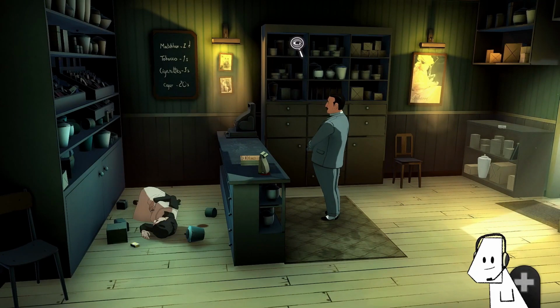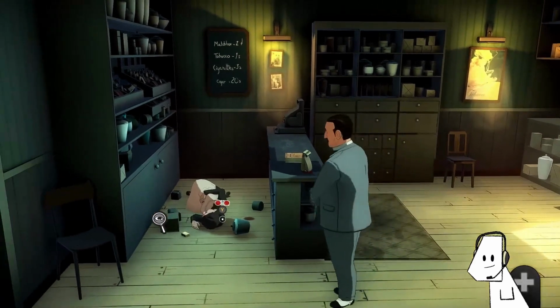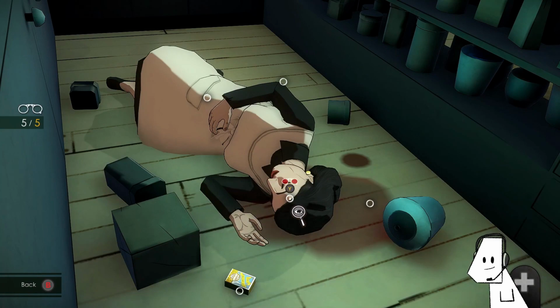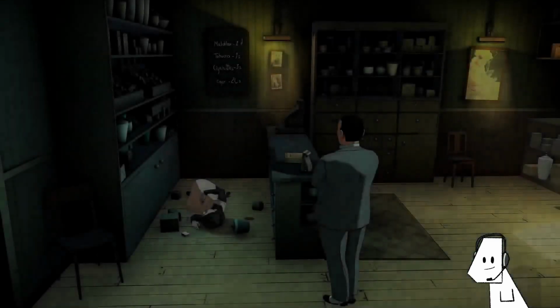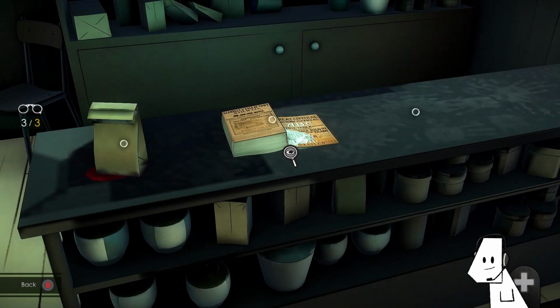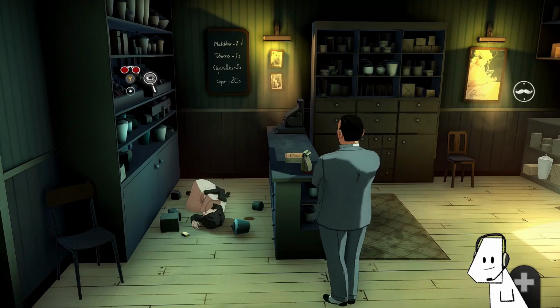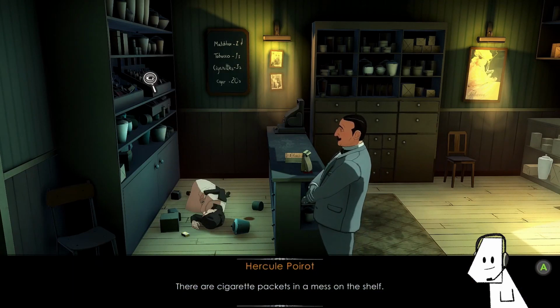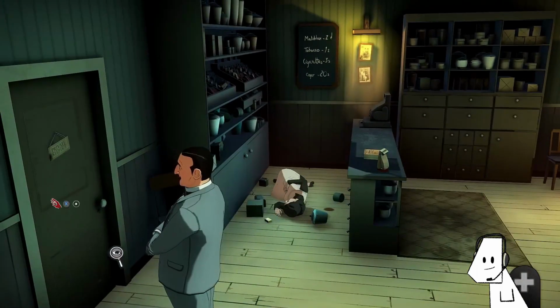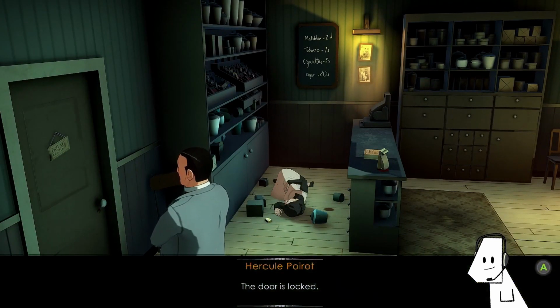Nothing on the walls. Let's just double check these again. Make sure that I've done all of the observations here. Five out of five, yeah. So nothing there. Three out of three. So we've done ABC, the strawberries, and all the fingerprints. There are cigarette packets in a mess on the shelf. And that's that. Can't open that because it's locked. The door is locked.